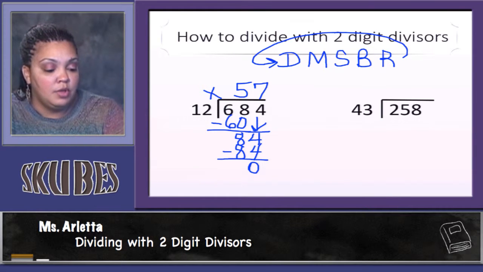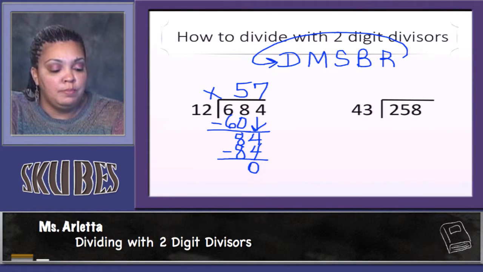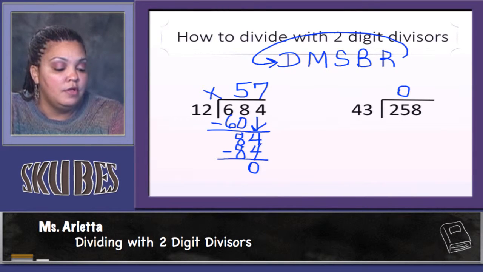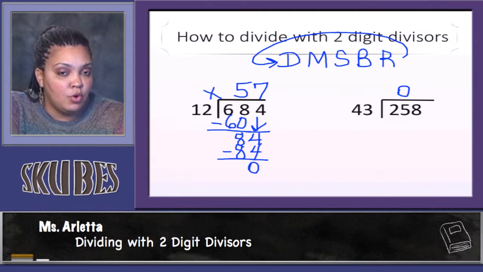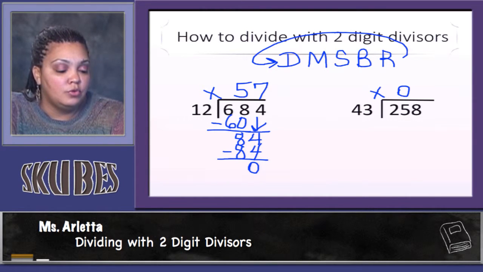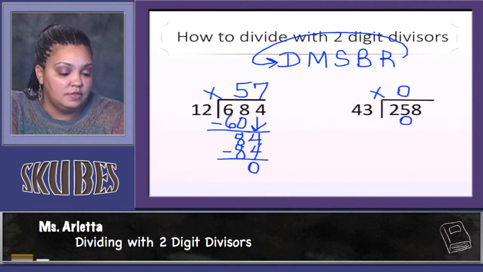Let's start with the next problem, which is 258 divided by 43. We'll start with both of our two-digit numbers in our dividend and in our divisor, starting with, of course, the D for divide. 25 divided by 43, of course, is 0 because 25 is smaller than 43. The next letter you'll see is an M for multiply. That 0 you just wrote down, you're going to multiply it times your divisor of 43. 0 times 43 is 0 because we know that 0 times any number is 0.